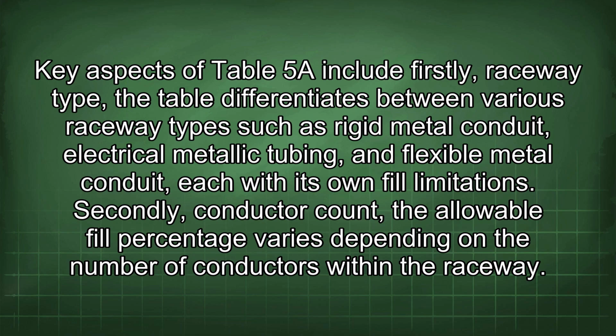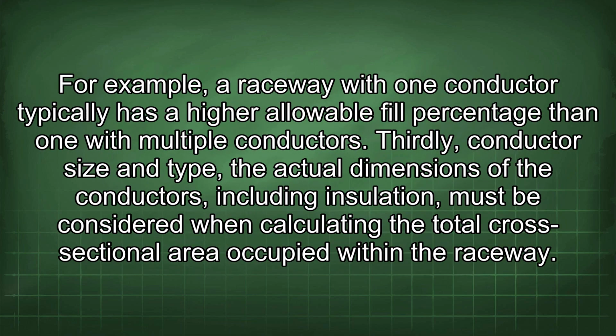The table differentiates between various raceway types such as rigid metal conduit, electrical metallic tubing, and flexible metal conduit, each with its own fill limitations. Secondly, conductor count. The allowable fill percentage varies depending on the number of conductors within the raceway. For example, a raceway with one conductor typically has a higher allowable fill percentage than one with multiple conductors. Thirdly, conductor size and type.